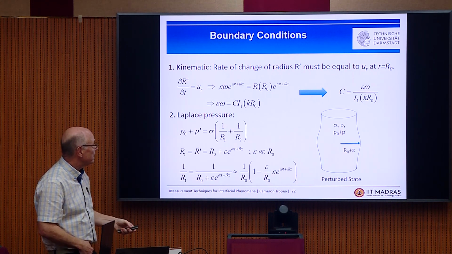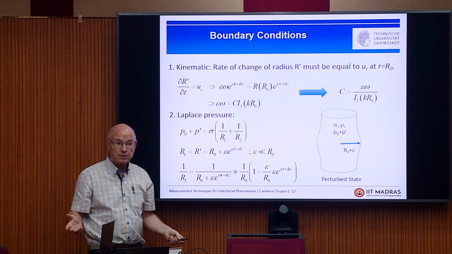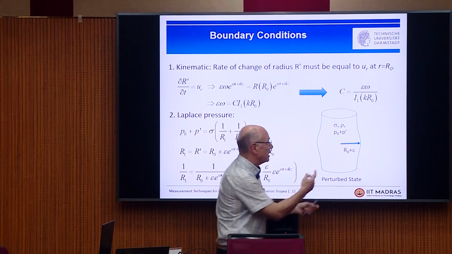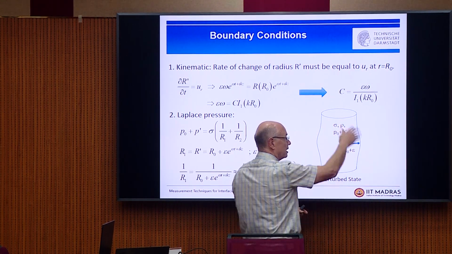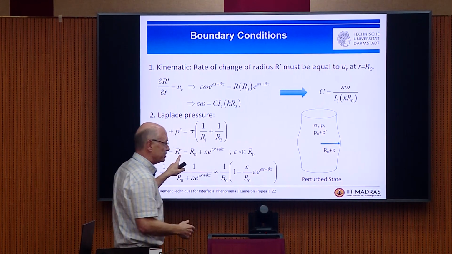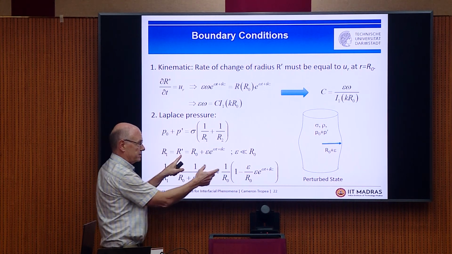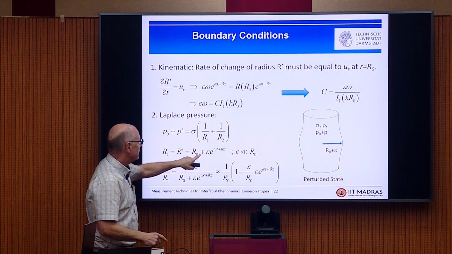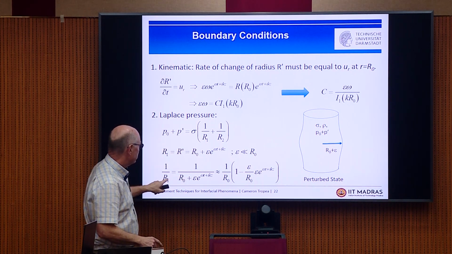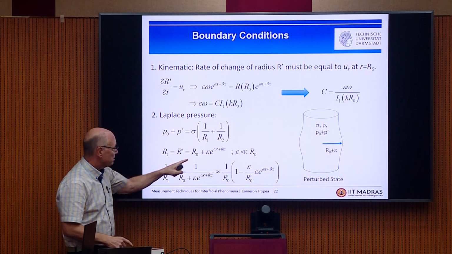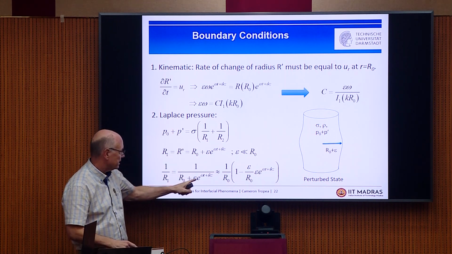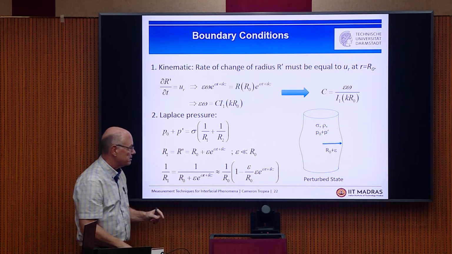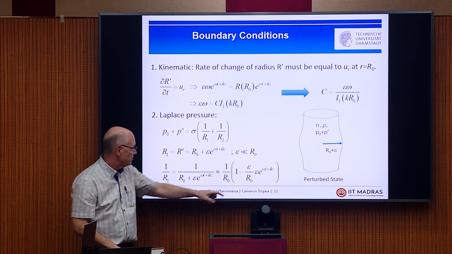And then the other is the Laplace pressure. That's the other boundary condition. We know that if this bulges out, then we have this R and this R, and R1 is simply R prime. That's the one R. So that's simple, we get that immediately, and we can then do a Taylor series expansion, so you can get it in the form like that.